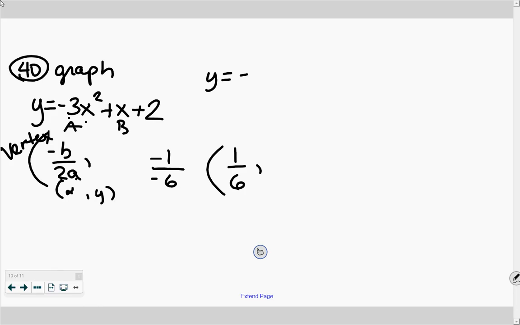So I have a negative 3. Okay, I have an x now. I'm going to put 1/6 there. I need to square it. And then I have an x. I'm going to put 1/6 there. Okay, so in your calculator, I'm going to write these down and I'm going to do it so you can try it and make sure that you've got it.